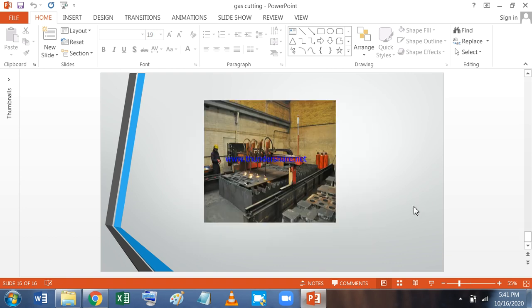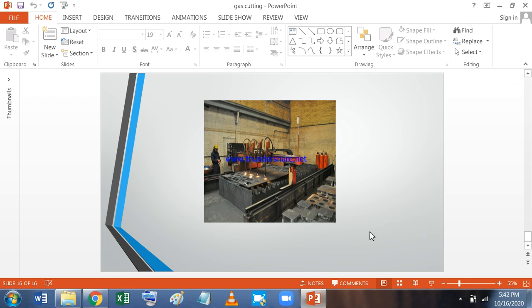Now, for oxyacetylene welding or even for oxyacetylene cutting also, that same setup will be used. Now here we are showing actually a profile cutting machine where 4 torches are mounted on a machine which can move automatically in the X and Y directions. Why is it called profile cutting? Because you can see some of the small profiles which are being cut.